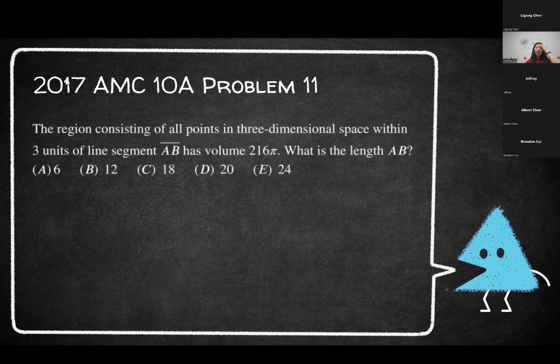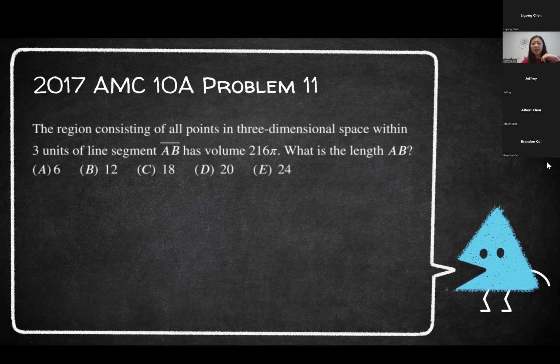Okay, so I've got a couple answers and some thoughts, so I'll go ahead and go over this. It says the region consisting of all points in three-dimensional space within 3 units of line segment AB has volume 216 pi, and then it asks you for the length of AB. So again, this has to do with locus because it's asking for the region consisting of all points that satisfy a condition, right? And this time the condition is 3 units away from line segment AB.